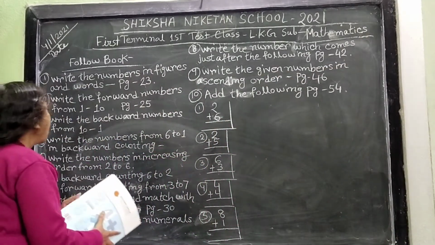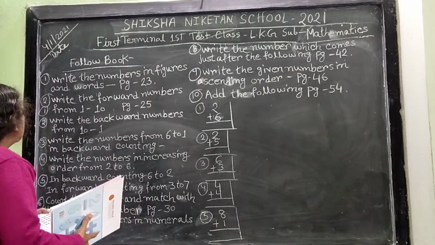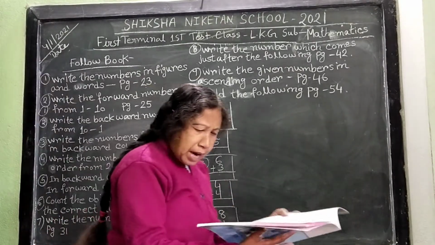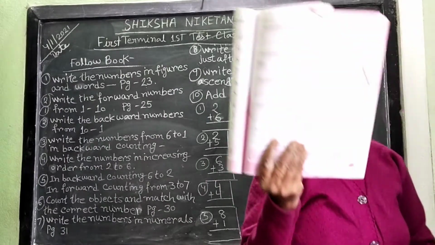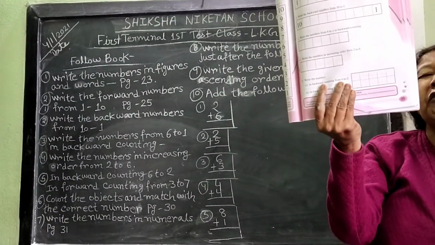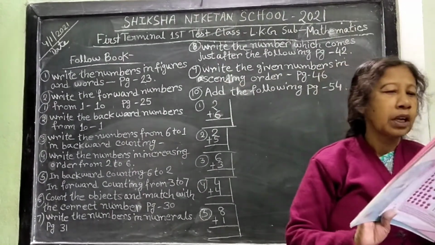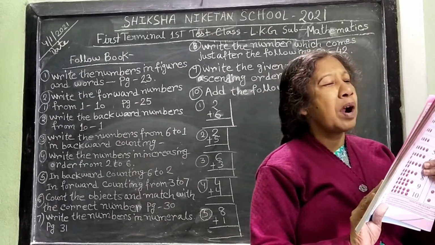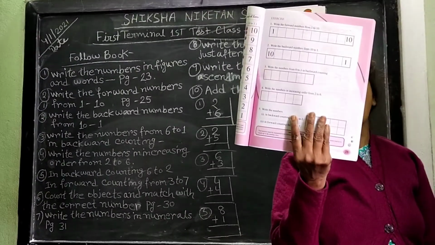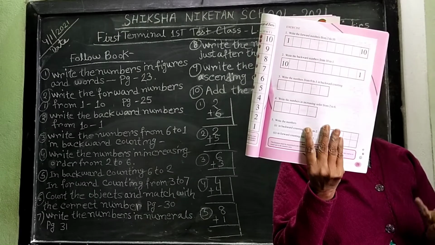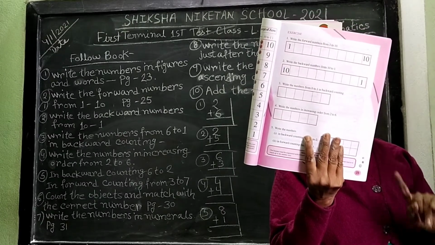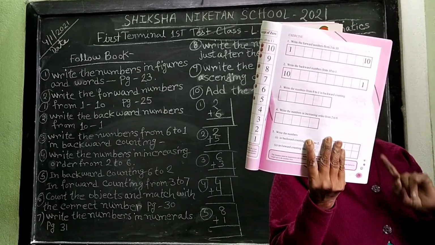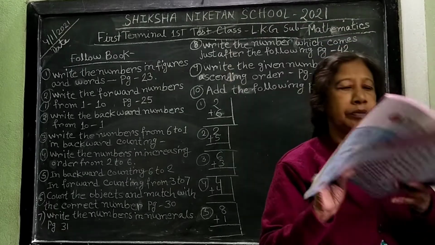Number 2, write the forward numbers from 1 to 10, page number 25. Look at the book, page number 25. Write the forward numbers from 1 to 10. 1, 2, 3, 4, 5, 6, 7, 8, 9, 10.